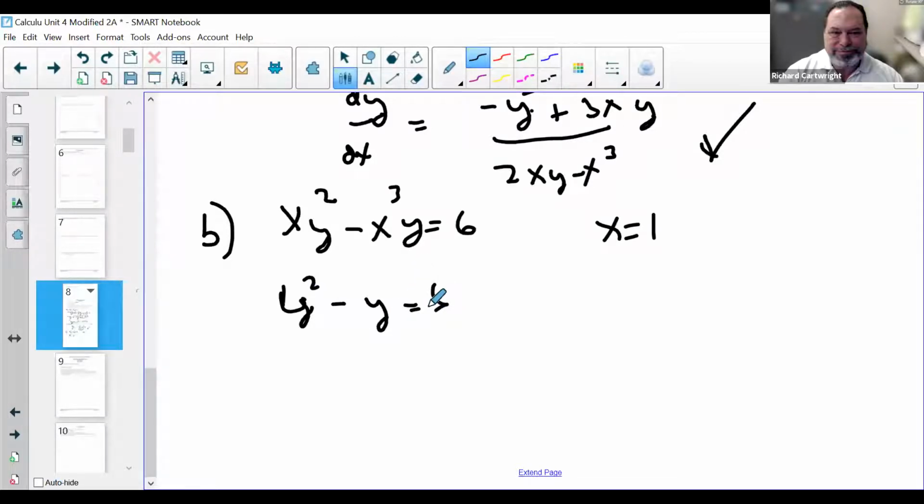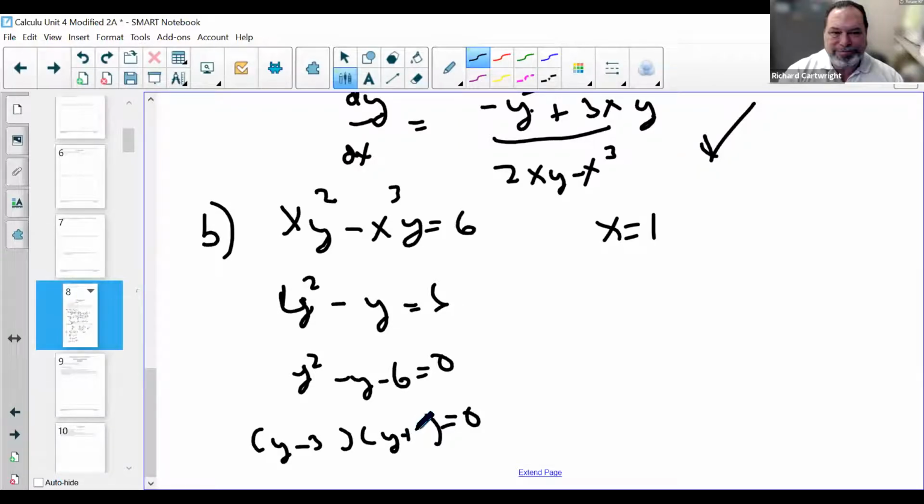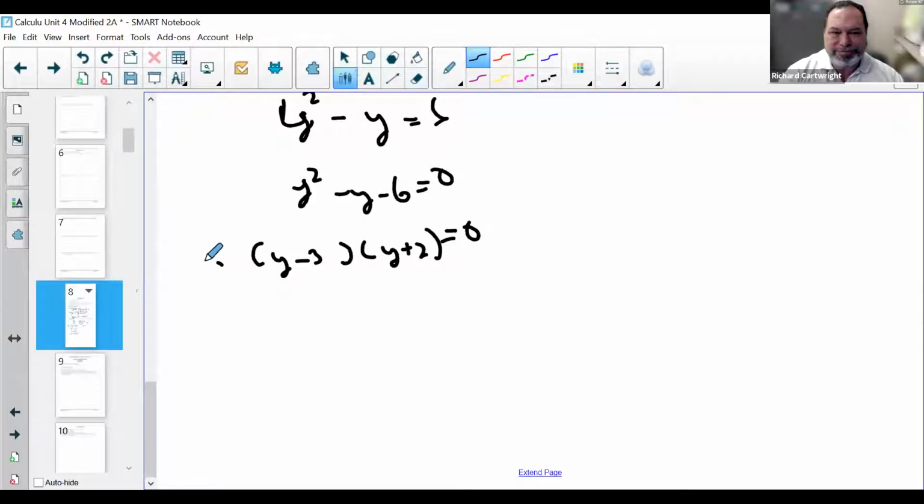That's a quadratic. So I'm going to have to get everything on one side. So y squared minus y minus 6 has to be 0. And that factors. I think it's going to be a y minus 3 and a y plus 1. No, 2, I mean. y minus 3, y plus 2. That's going to give me a negative y in the middle and a negative 6 on the end. So my y's are going to be, y can be 3 and y can be negative 2. So those are your two ordered pairs: (1, 3) and (1, -2). Was that all he was asking for?